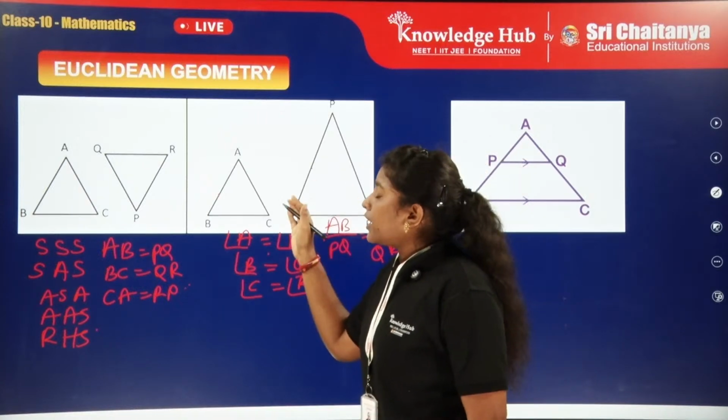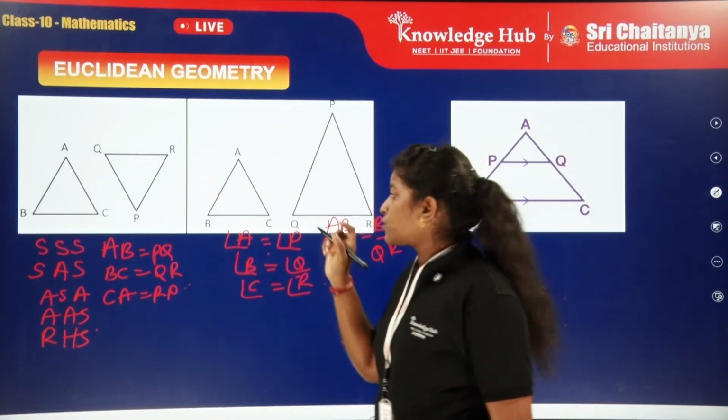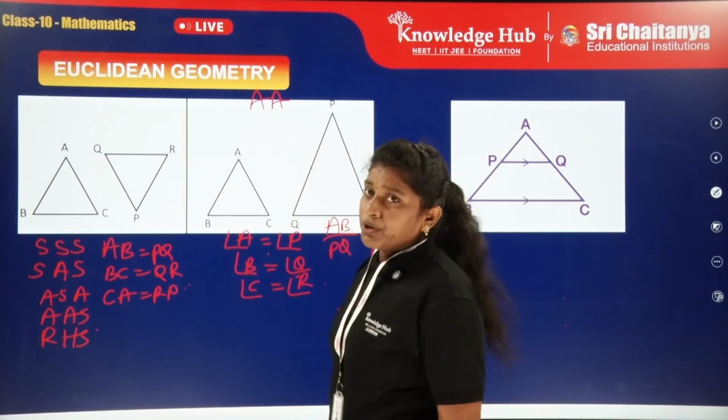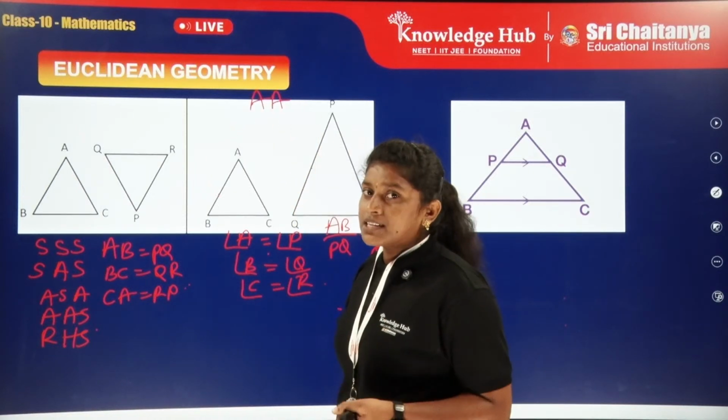Okay. Let's see what are the criteria we can apply for the similarity. So coming to the similarity criteria, we are having the angle, because we are having the corresponding angles are equal.